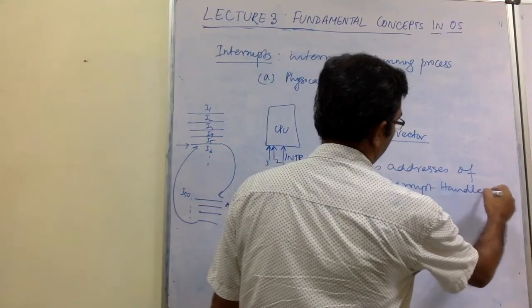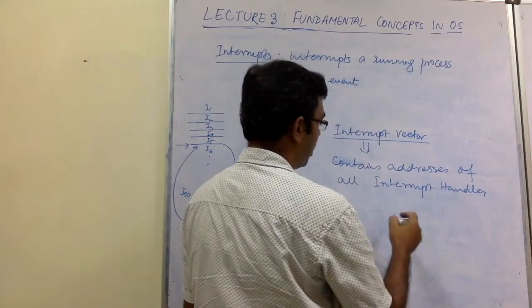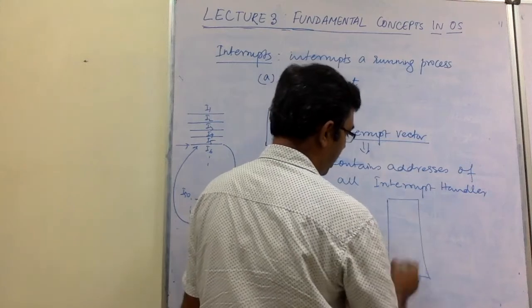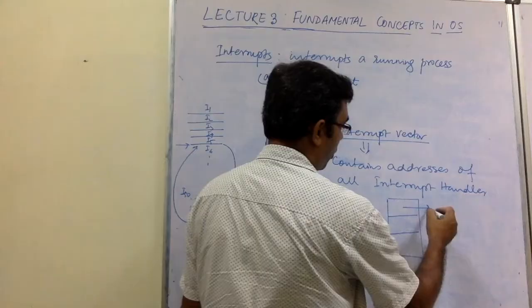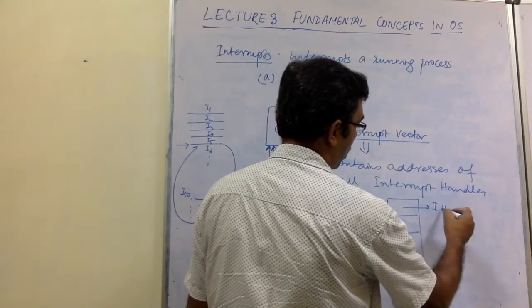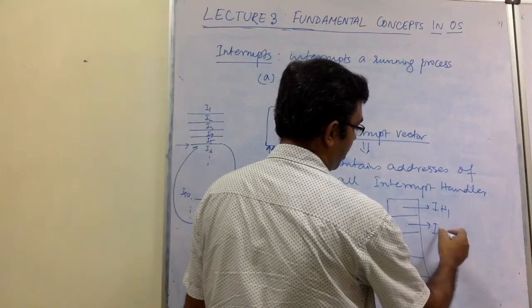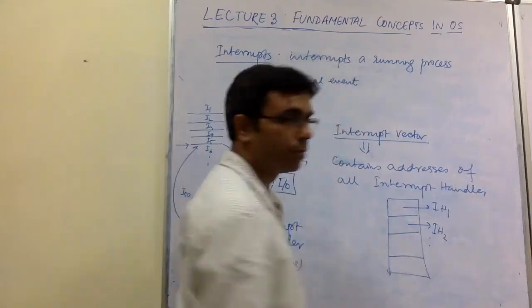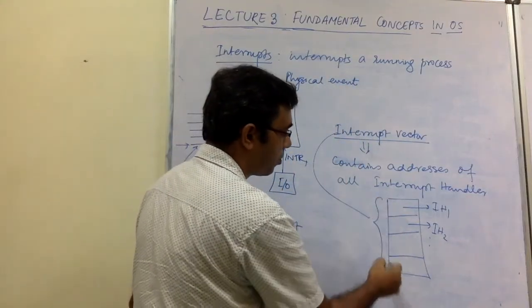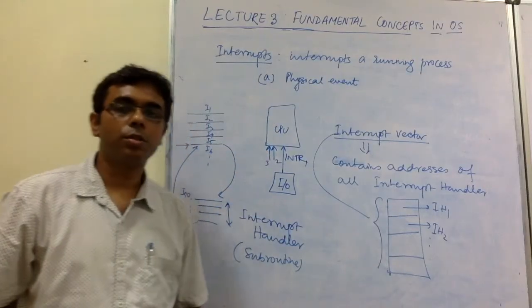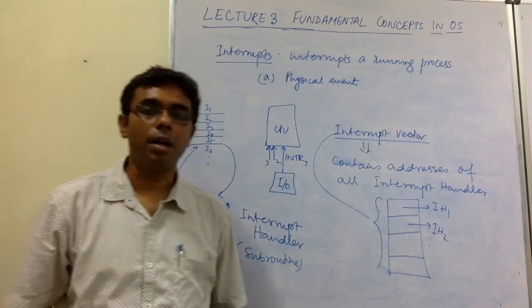So you can think of it in terms of a vector, which contains the address that points to interrupt handler 1, this one that points to interrupt handler 2, and so on. So this is the interrupt vector. So this is how the interrupts are serviced.